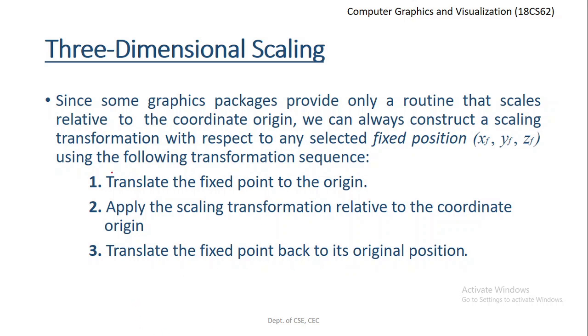The first step in this transformation sequence is to translate the fixed point to the origin. So we need to first perform the translation transformation. That is the first step. The second step is to apply the scaling transformation relative to the coordinate origin. And the last step is to translate the fixed point back to its original position. So these are the three steps that we need to perform in order to scale a given object with respect to a fixed point xf, yf, zf.